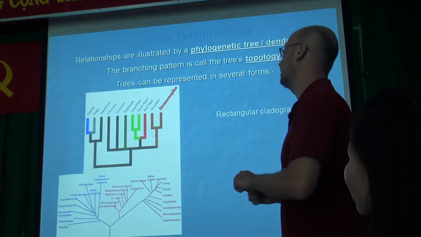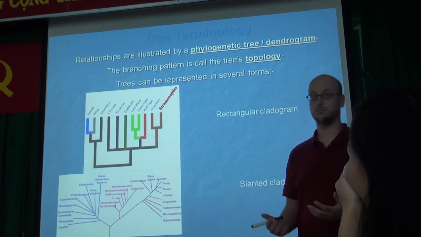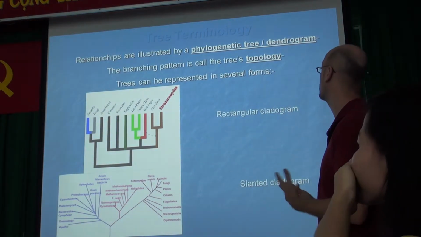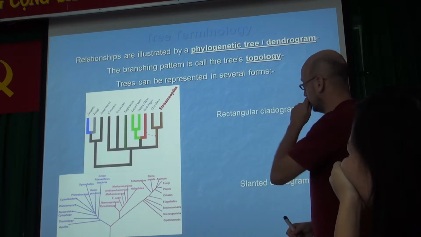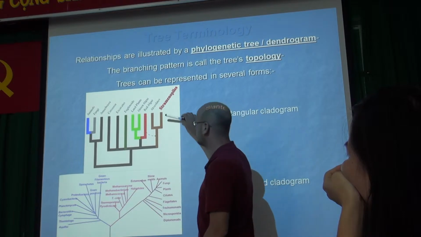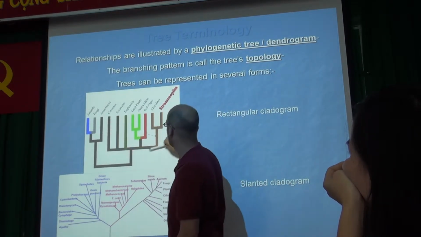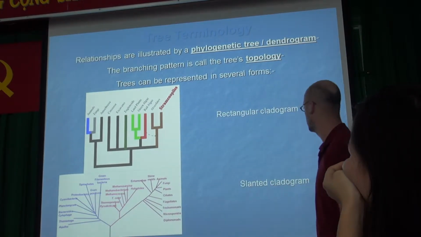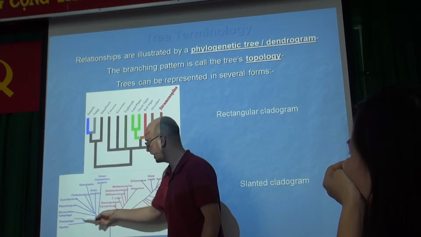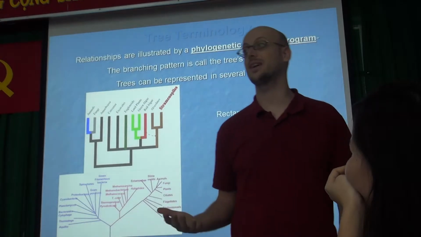So we have several different types of trees. They can look very different from each other. They can be represented in several forms. So they can be rectangular, like that. That's called a cladogram. They can be slanted, like that. But the meaning is always the same.